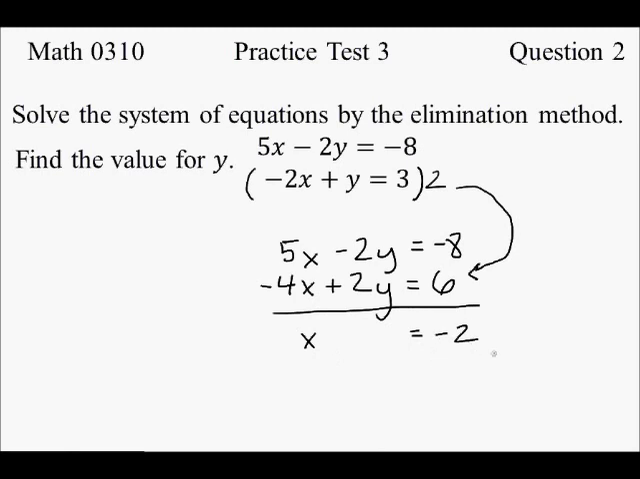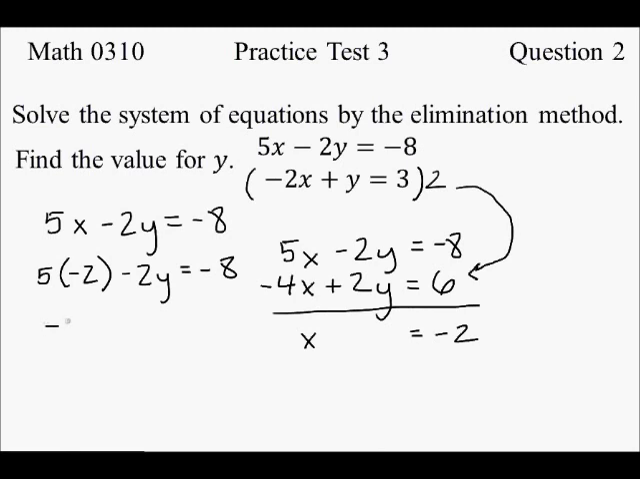And now we want to use that and plug it back into one of the other equations and find y. So we'll just use maybe our first equation here. So let's write that down. 5x minus 2y equals negative 8. And then x is negative 2, so I'm going to make this 5 times negative 2 minus 2y equals negative 8. 5 times negative 2 is negative 10, minus 2y equals negative 8. And then here we need to get the y term by itself, so we'll add 10 to both sides.